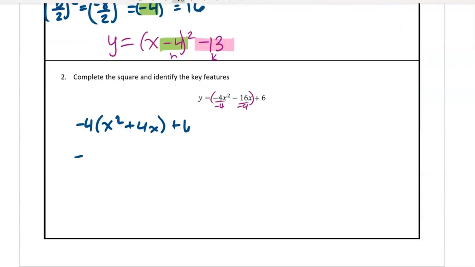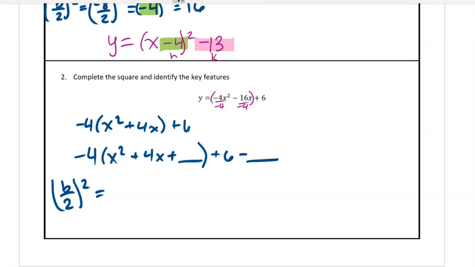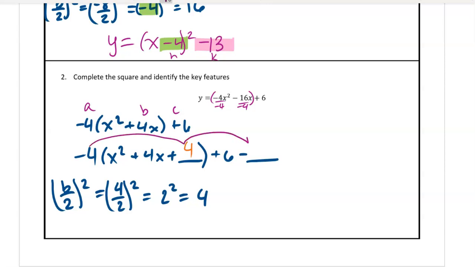Now that we have factored it out, we can go ahead and fill in our blanks there. Plus blank, 6 minus blank. Let's calculate our b value, b over 2 squared. Here our b value, a, b, c, is 4 over 2 squared. So 2 squared, which is 4. So that 4 is going to go right above into that center box. But to get that outside box, we're going to have to say -4 times 4, which is -16.